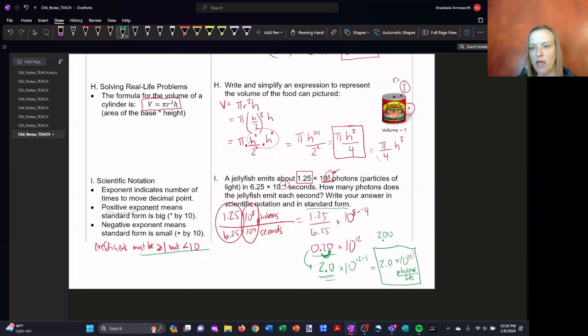So it started here, and I'm going to move it 1, 2, 3, 4, 5, 6, 7, 8, 9, 10, 11. So my final answer here is 200 billion photons per second. Make sure you erase your original decimal point. If the decimal point is there, the value is 2. So we want to erase that decimal point so that the value of this number is 200 billion.